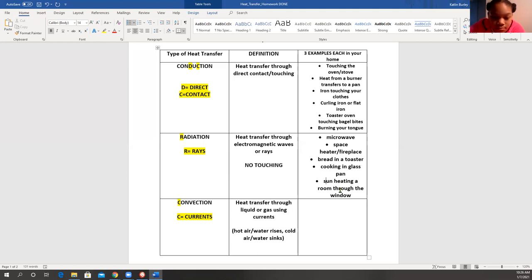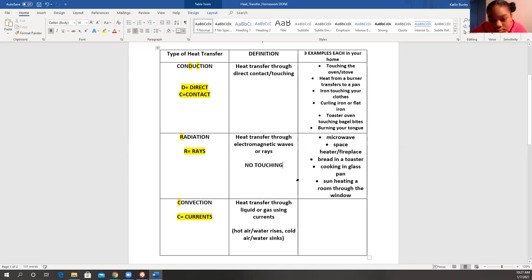Any other ideas? Is there anything that you, now looking back at your paper, want to run by me to see if it qualifies? A light bulb. So a light bulb would work. That light bulb over there is actually a heat light bulb. But remember, specified not touching, right? Because the second I touch that, that's conduction, and then I'm going to get burnt. So you could say holding your hand away from a light bulb, holding your hand away from a candle flame. Okay. So just specify that.